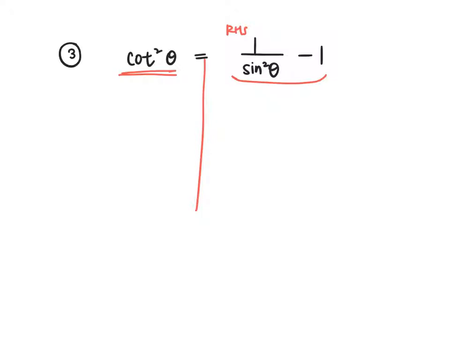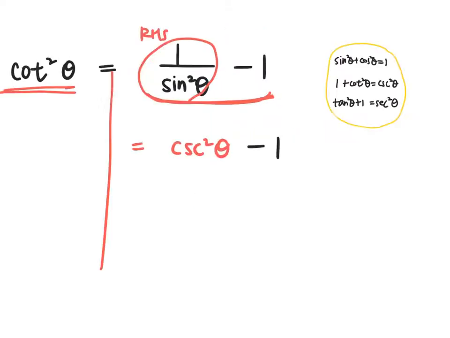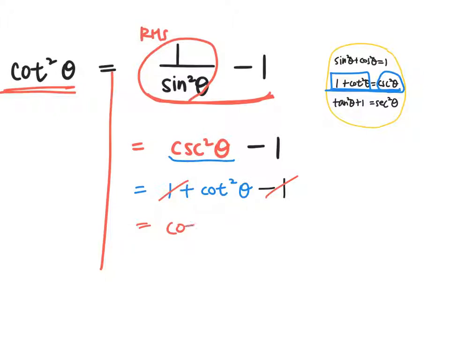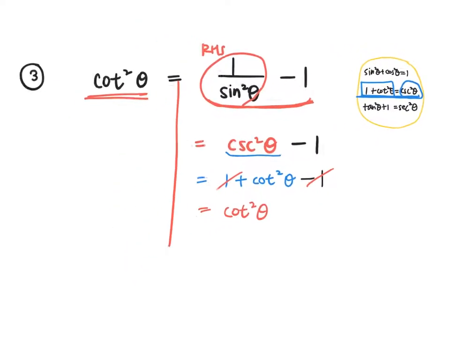When I see this right-hand side and I see 1 over sine squared theta, I immediately think of something. I can replace it with cosecant squared theta minus 1 using the reciprocal identity. And when I see cosecant squared theta, I recognize that from this Pythagorean identity here. So I'm replacing cosecant squared theta with 1 plus cotangent squared theta. And when I do that, notice that the 1's cancel out here, leaving me with just cotangent squared theta, and that's what I was going for.